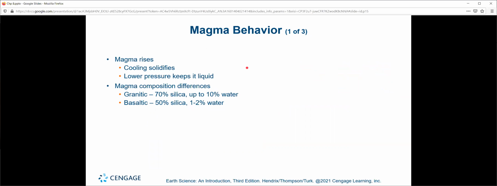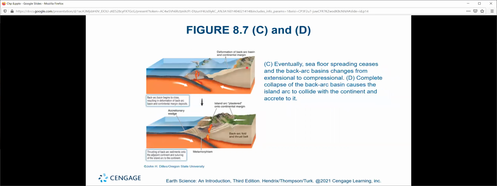So, various ways that magmas behave and exist.